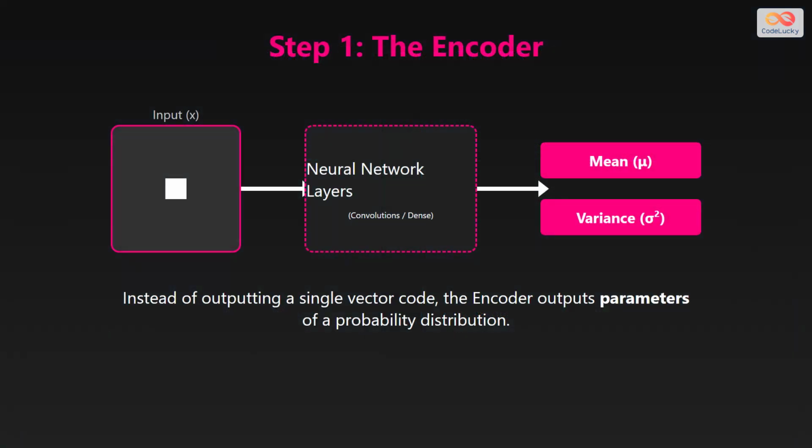Let's look at the first component, the encoder. In a standard network, the encoder would output a single vector of numbers. But in a VAE, the encoder outputs two vectors, a mean vector, represented by mu, and a variance vector, represented by sigma squared. These two vectors describe the shape and location of the probability distribution for that specific input.